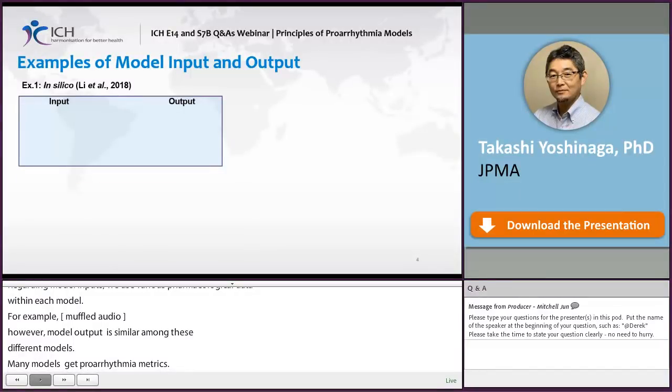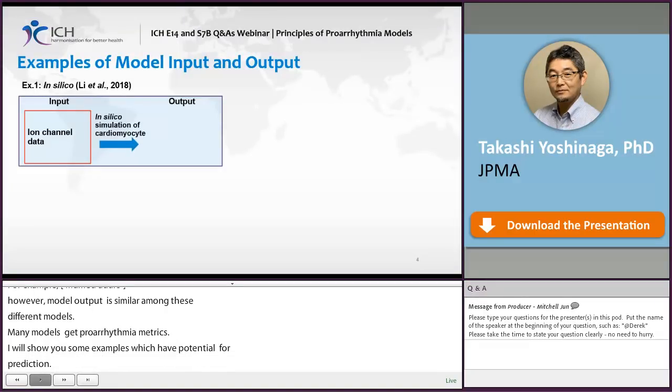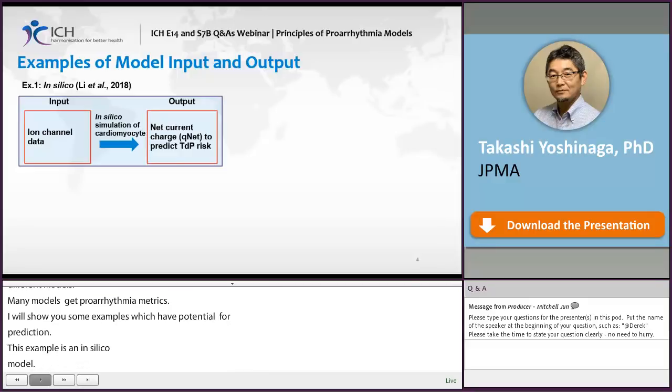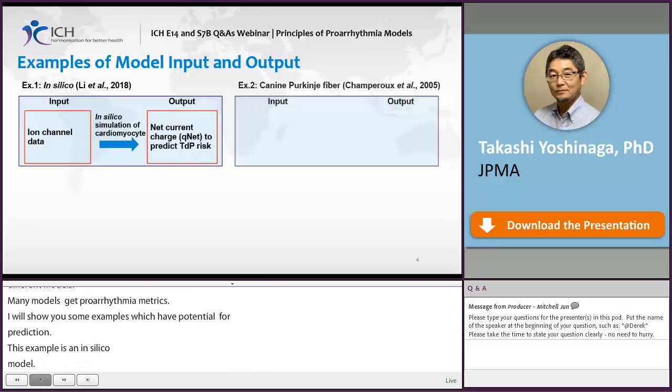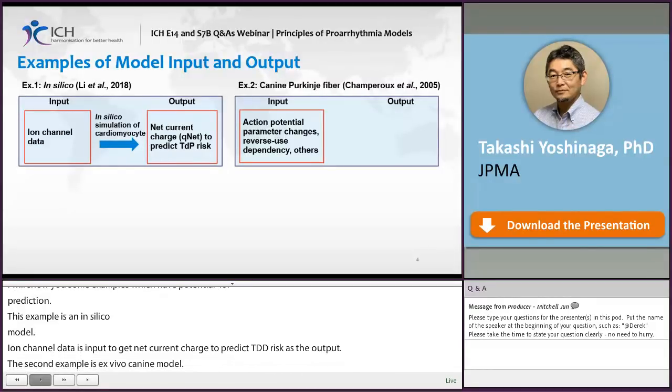Example 1 is an in silico model. Ion channel data is input to model and get net current charge qNet to predict TdP risk as output. Example 2 is an ex vivo canine Purkinje fiber model. Action potential parameter changes, reverse use dependency or others, are used as input and get proarrhythmia score to predict TdP risk as output.